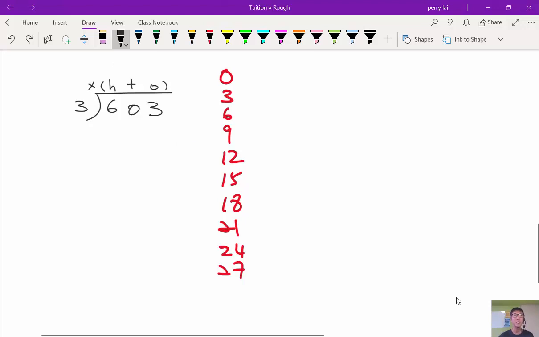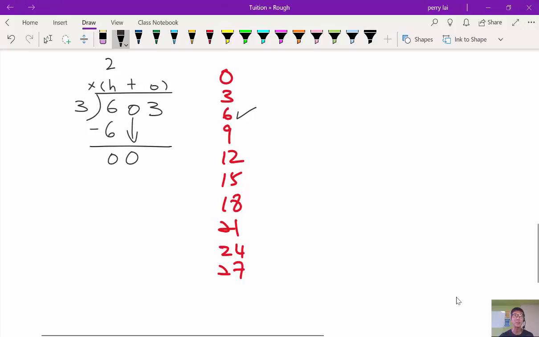Okay, so how many 3's can we take from 6? We can take out 2 3's. So there's 3 times 0, 3 times 1, 3 times 2. So we can take out 2 3's. And this 6 right here is 6 hundreds. So we're removing 6 hundreds from this 6, so there's no more hundreds.